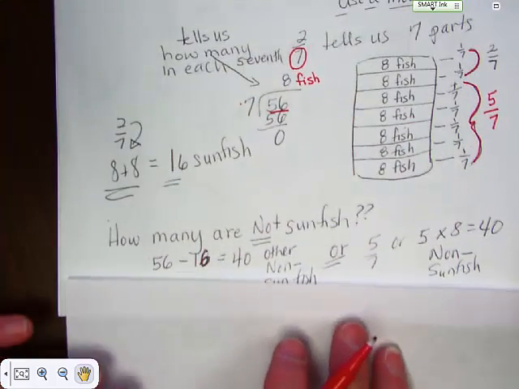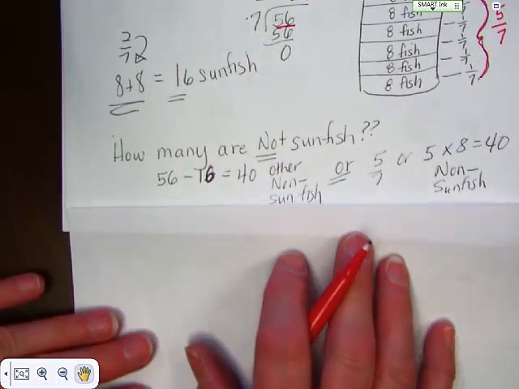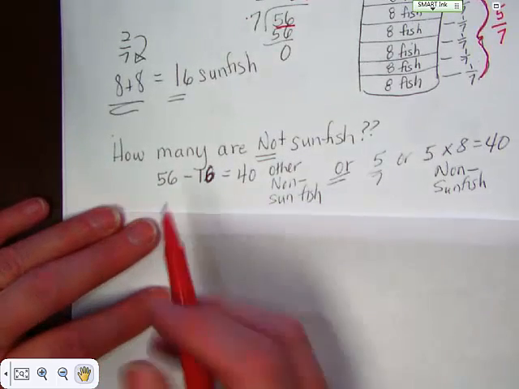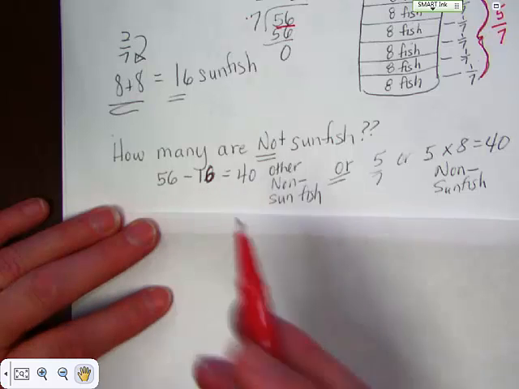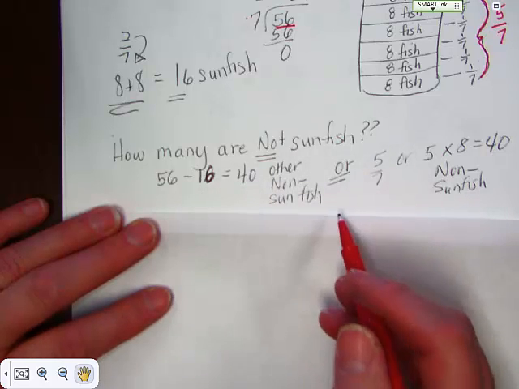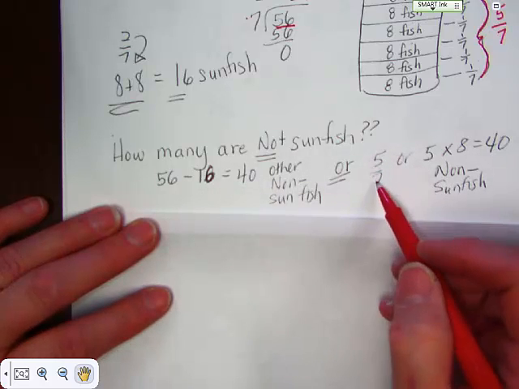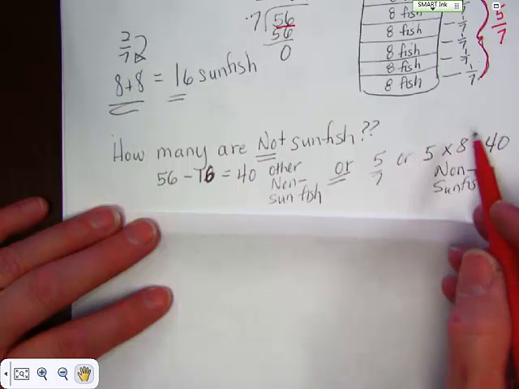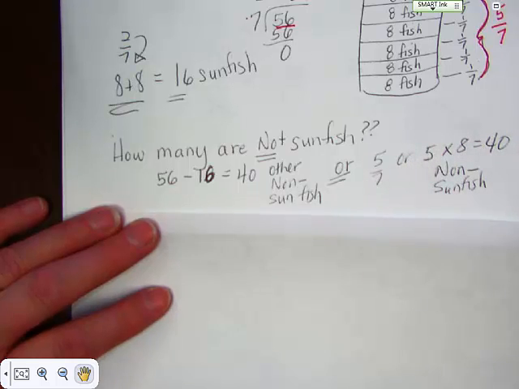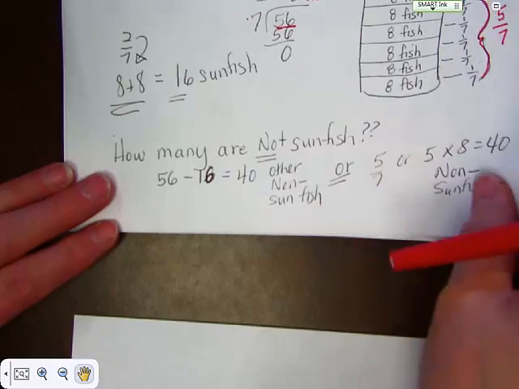How many are not sunfish? Well, that's pretty easy. Two ways you can figure that out. 56 minus 16 equals 40, or 5/7, or 5 times 8 equals 40. And that's the non-sunfish.